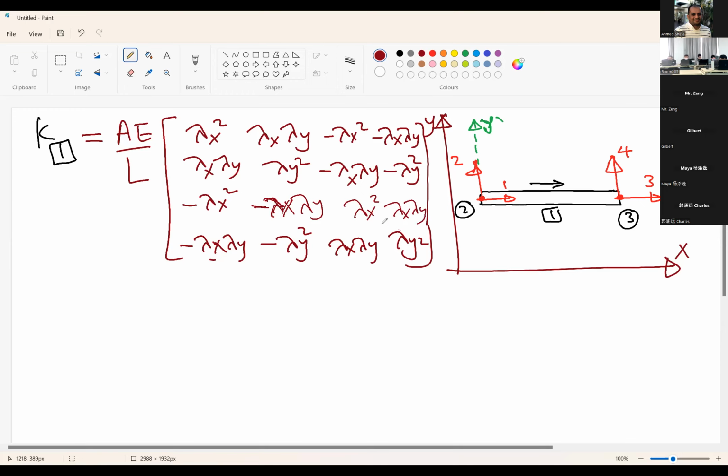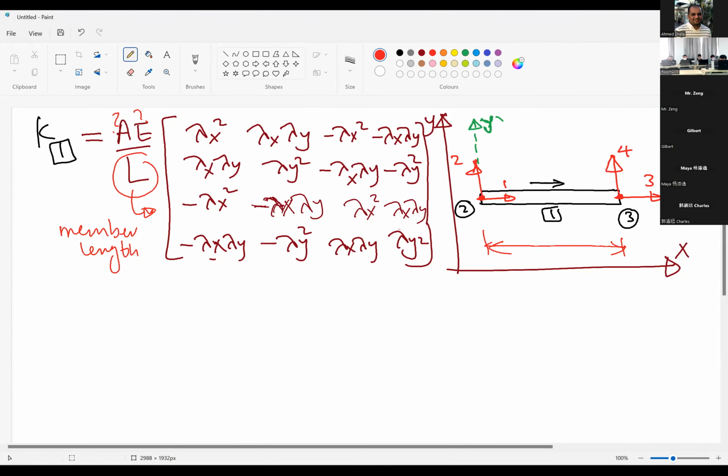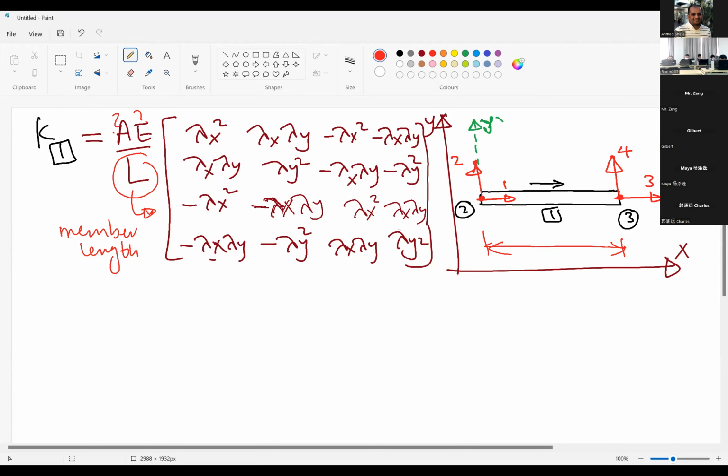Okay, so to start substituting here, we need some parameters. A and E are not given to us, but we know L. What is L? L is the member length. From this example, the member length is given to us as 3 feet. So you can see that the member is 3 feet, so we know the member length is 3.